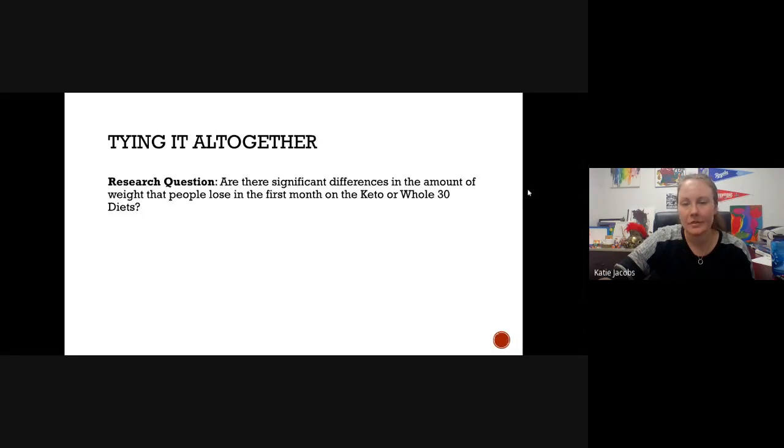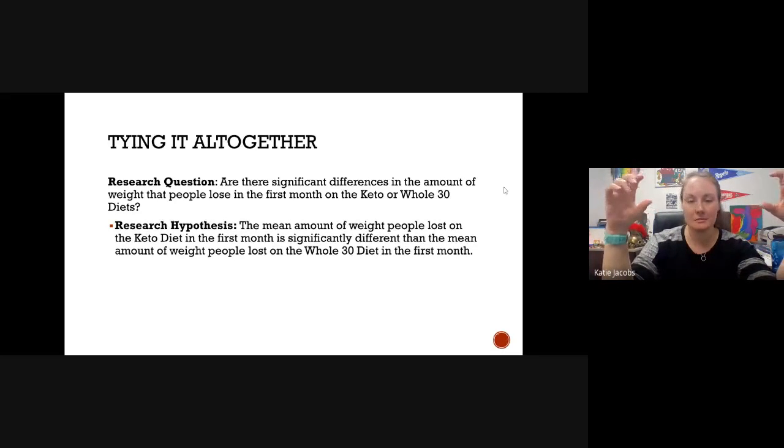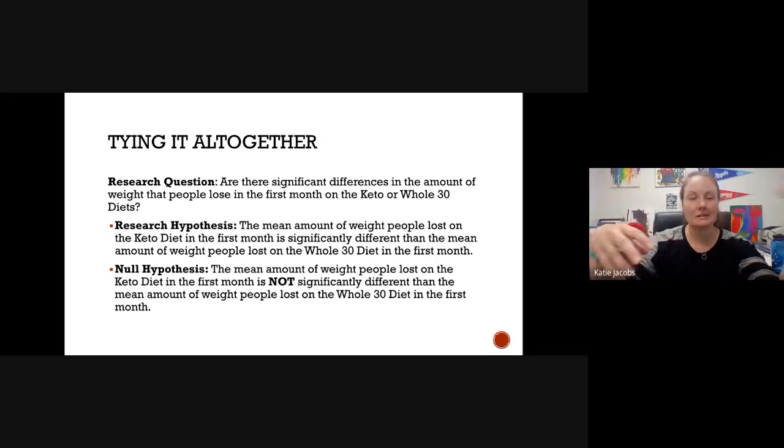So if we tie it all together and put all these on one page, our research question is, are there significant differences in the amount of weight that people lose in the first month on keto or Whole30 diets? Our research hypothesis says that the mean amount of weight people lost on the keto diet in the first month is significantly different than the mean amount of weight people lost on the Whole30 diet in the first month. And then we have our other answer, the null hypothesis: the mean amount of weight people lost on the keto diet in the first month is not significantly different than the mean amount of weight people lost on the Whole30 diet in the first month.